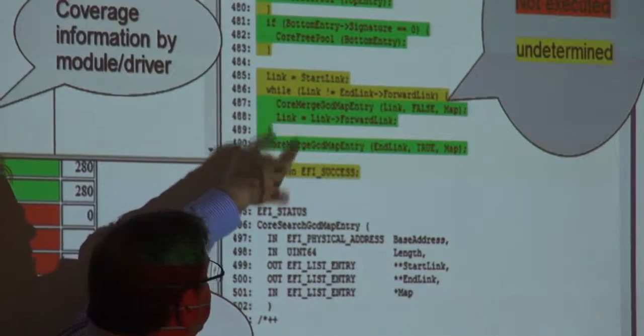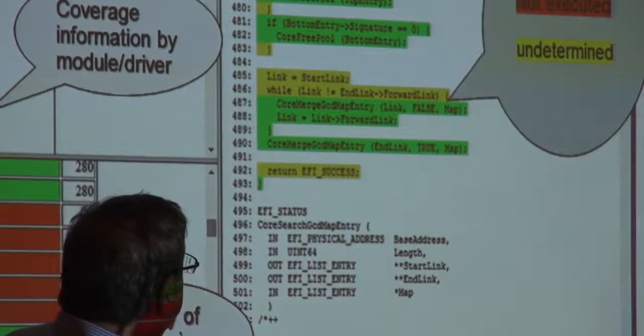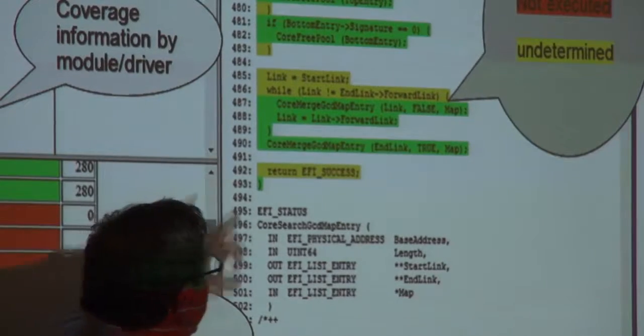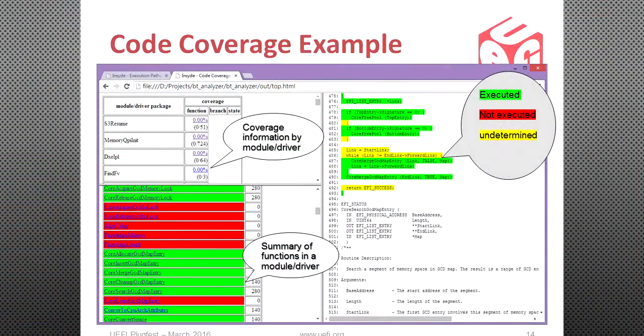So that's something that a programmer needs to sit down and make sure that they understand what's happening. And then this routine right here, core search map entry, some kind of map entry, never gets executed at all in this test. So either you need to go create some other test to test that routine, or you need to get rid of that code.